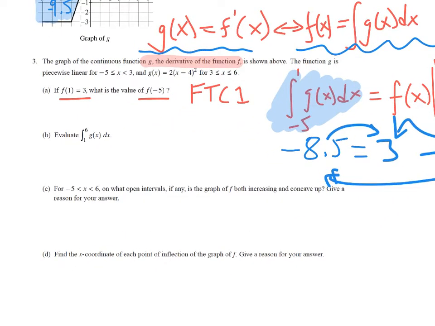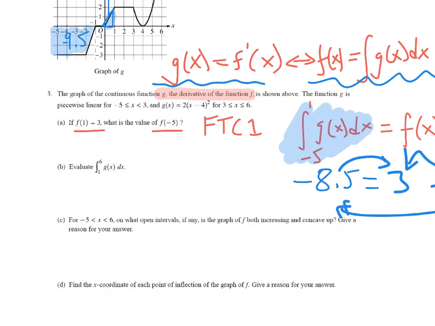That will help you to jump to this idea here. All right, cool. So evaluate this integral now. All right, so this is pretty straightforward. Integral is area, but what we need to do is break it up because we're told here that it's linear, which means we can just find the area easily, like we just did for part of it.